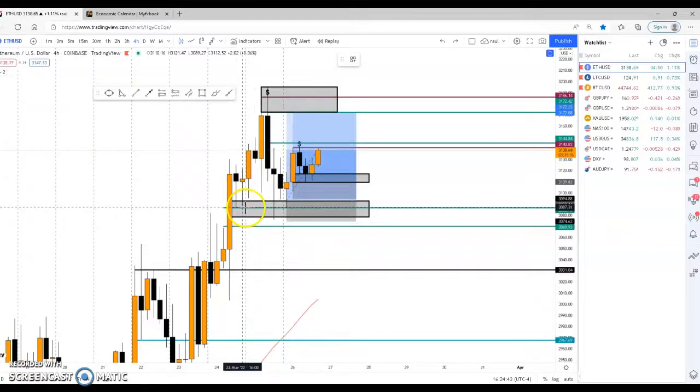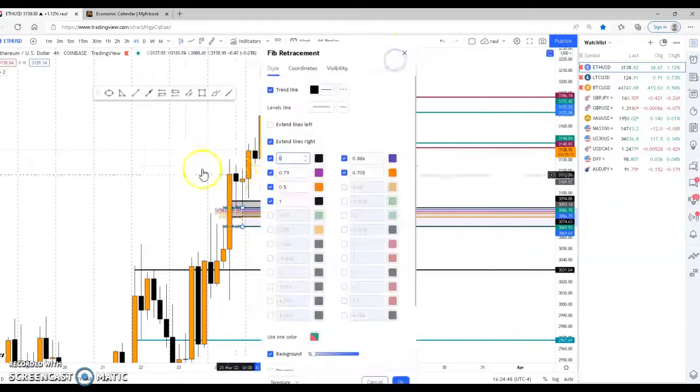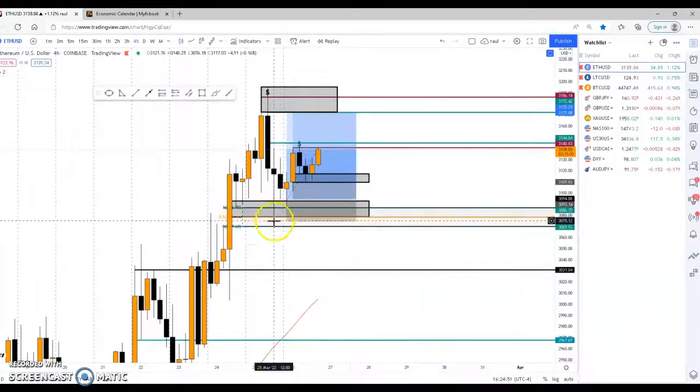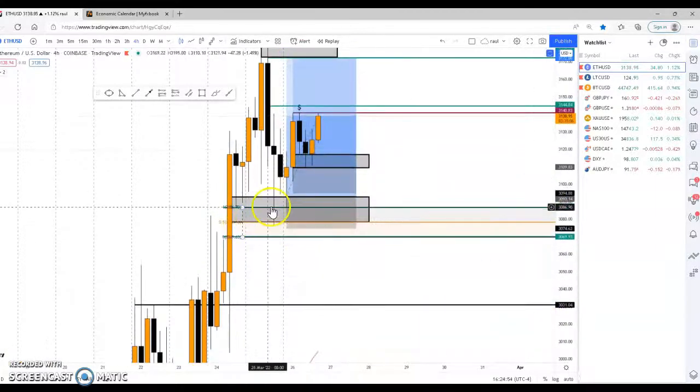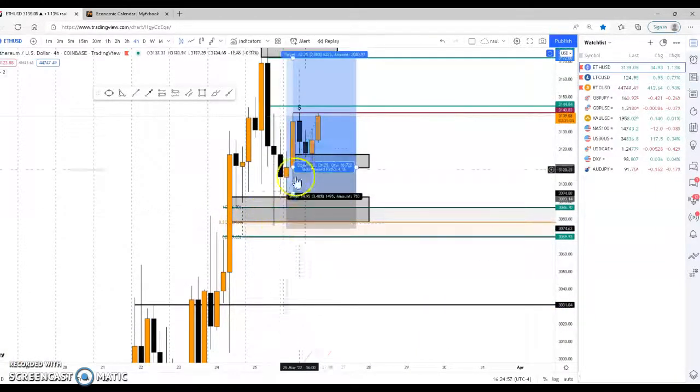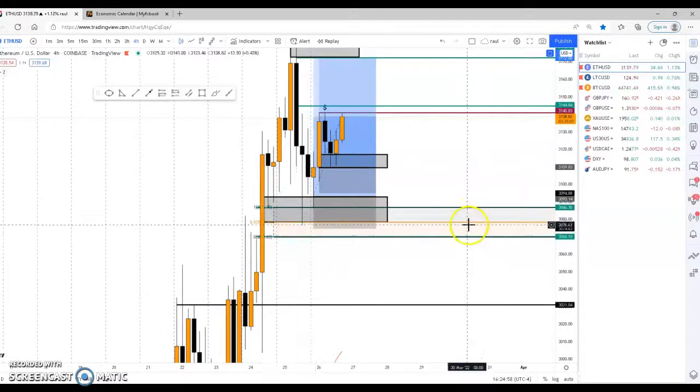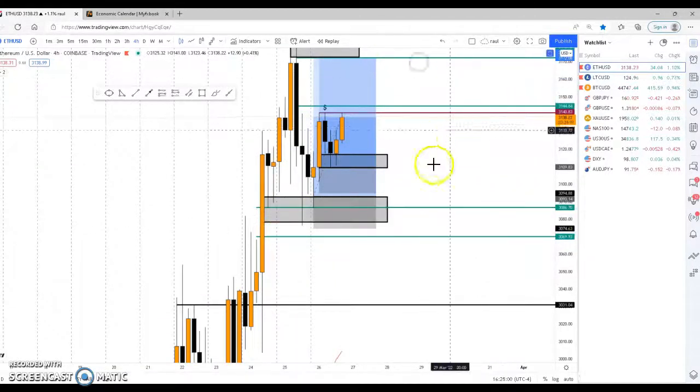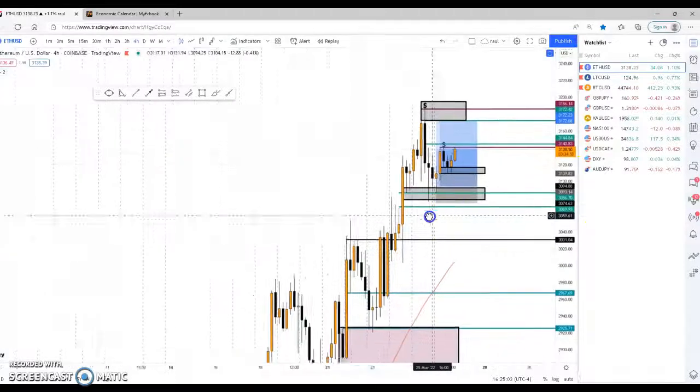If you measure this imbalance from here to here, let's just take all the other fibs off so you can see what's going on. You can see the 50%, right? We tapped right into the 50% of that imbalance and took off. So that's even more confirmation that we're going up.